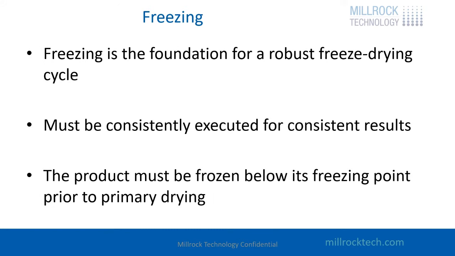Freezing is the foundation for a robust freeze drying cycle. It must be performed consistently to get consistent results in the freeze drying process. The product must be frozen below its freezing point prior to primary drying. If it's not, it's going to cause problems with the process. So you have to fully understand not only the freezing point, but how long it takes your product to freeze. The thicker the product, for example, the longer it's going to take.